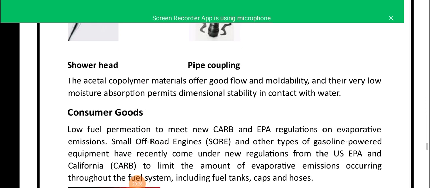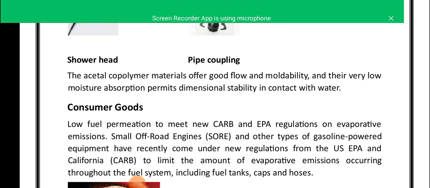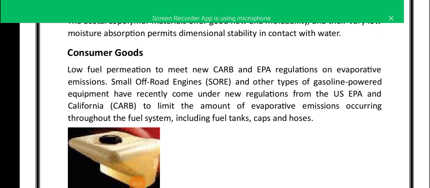The acetyl copolymer materials offer good flow and moldability, and their very low moisture absorption permits dimensional stability in contact with water. Consumer goods. It has low fuel permeation to meet new CARB and EPA regulations on evaporative emissions.